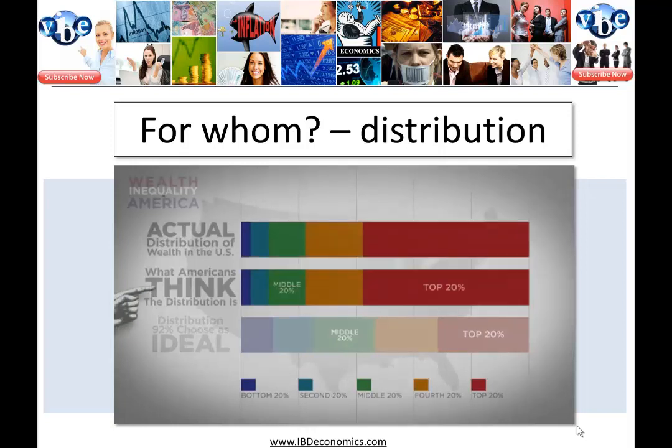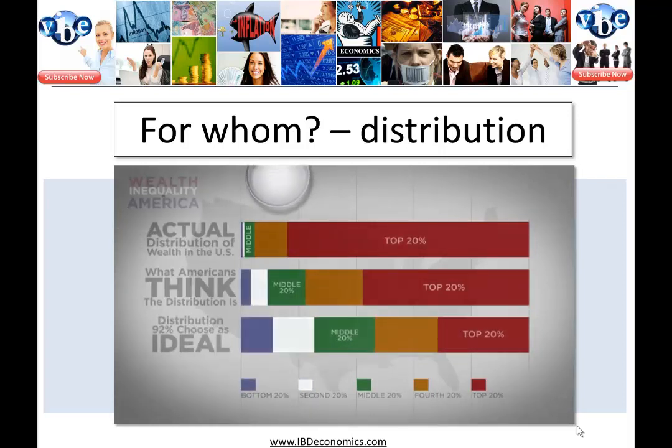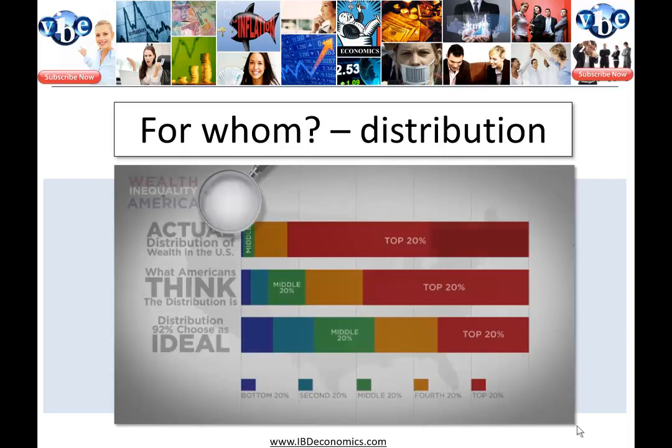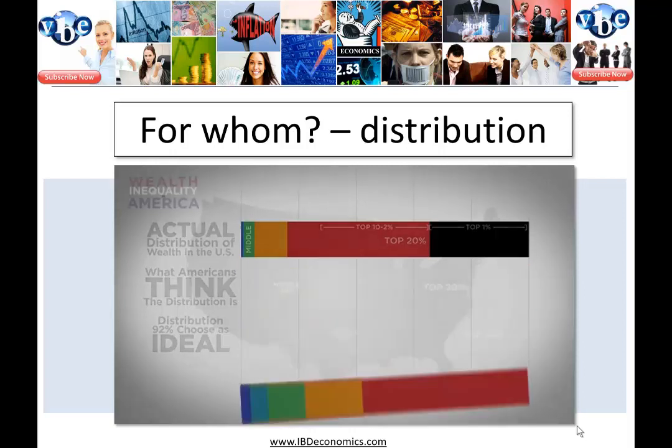Here's what we think it is again. And here is the actual distribution. Shockingly skewed. Not only do the bottom 20% and the next 20%, the bottom 40% of Americans barely have any of the wealth. I mean, it's hard to even see them on the chart. But the top 1% has more of the country's wealth than 9 out of 10 Americans believe the entire top 20% should have. Mind-blowing.